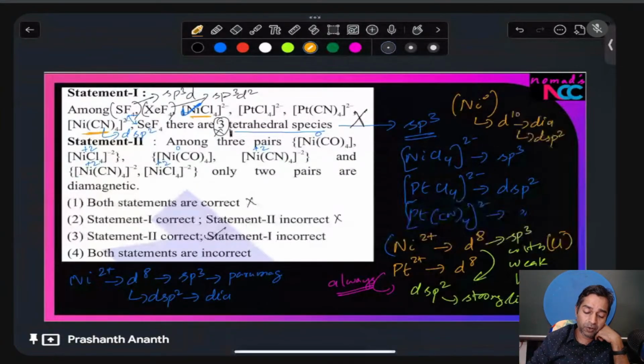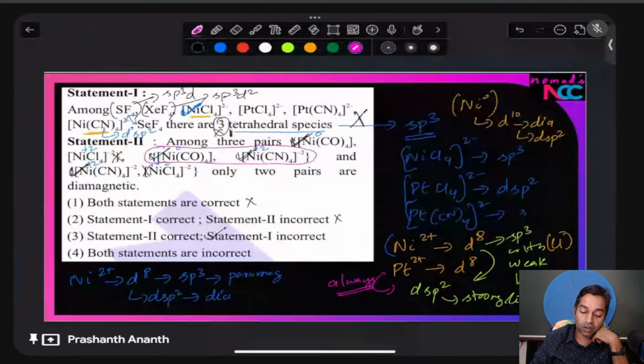In this particular case here, what are we going to be having? Among these three pairs, which ones are diamagnetic? NiCO4 is diamagnetic. This one is not. This one is diamagnetic. This is diamagnetic. This is not. So among these, the only pair which is diamagnetic is this one over here. So only one pair is diamagnetic.